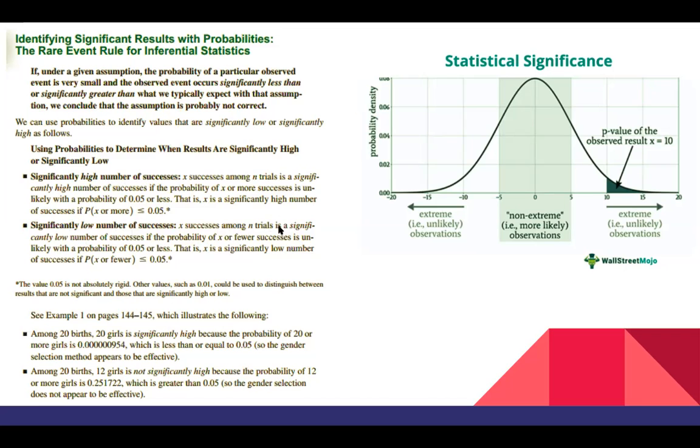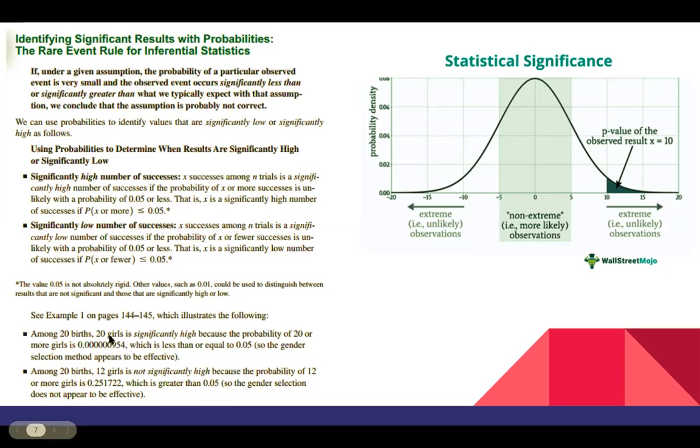X successes among N trials is significantly low if the probability of X or fewer successes is unlikely, with a probability of 0.05 or less. That is, X is a significantly low number of successes if P of X or fewer is less than 0.05, right? And when you graph the results, this would be starting to get towards extremely unlikely and actually impossible. So we're going to look at an example problem now.